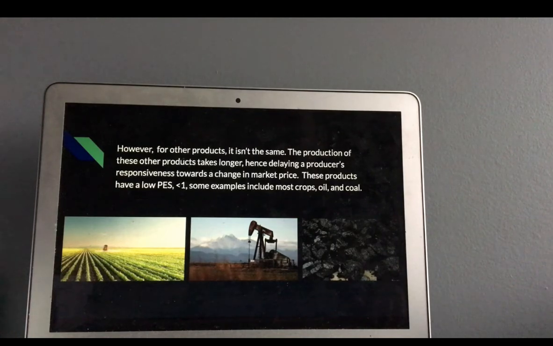However, for other products, this isn't the same. The production of these other products takes longer, hence delaying a producer's responsiveness towards a change in market price. These products have a low PES of below 1. Some examples include most crops, oil, and coal.